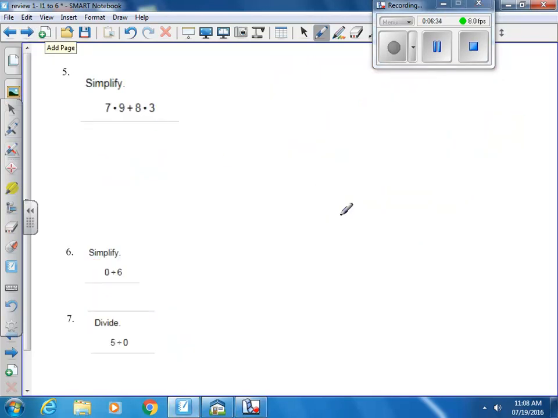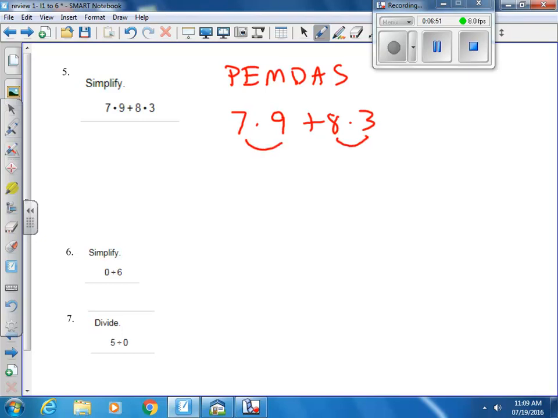Moving right along, number 5. If it helps you, you can write the little mnemonic device: Please excuse my dear Aunt Sally. Mnemonic device, it's just a memory device to help you remember the order of operations. Multiplication dominates addition. So 7 times 9, 63. 8 times 3, 24. And then in the end you add. So you take care of multiplication before addition. So whatever 63 plus 24 may be, we're arriving at 87.